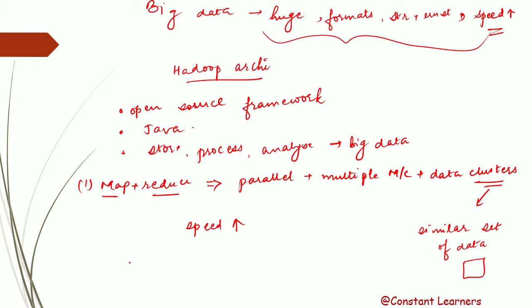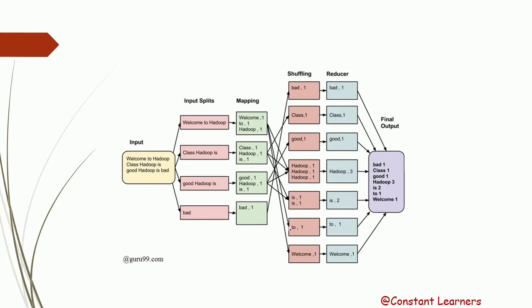Now this map and reduce performs two functions. One is the map function and the other one is the reduce function. Let's see both of these in detail. So I have taken out this image from the internet. This is by the guru99.com, and it's a very good image to understand MapReduce. Now see, the big data is given as an input. Okay, here the big data is being given as an input, and here in these two steps the map function is being performed, and here in these two steps the reduce function is being performed.